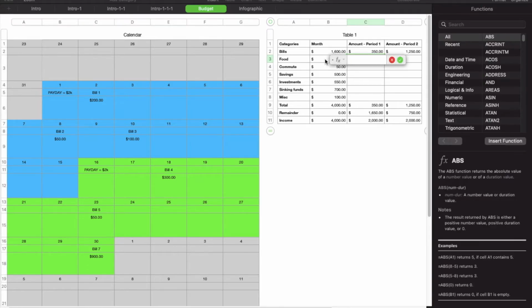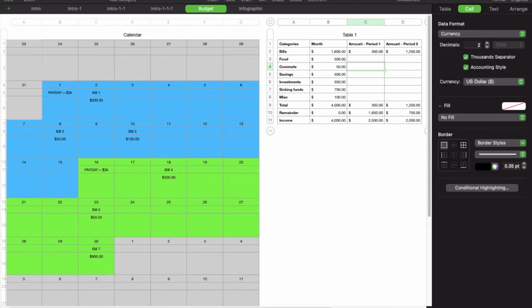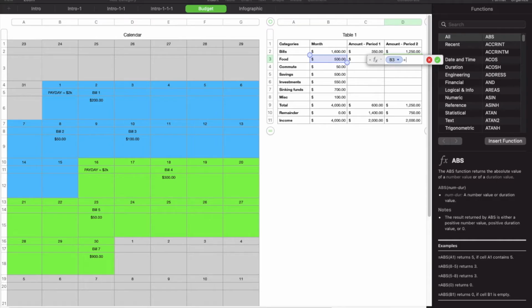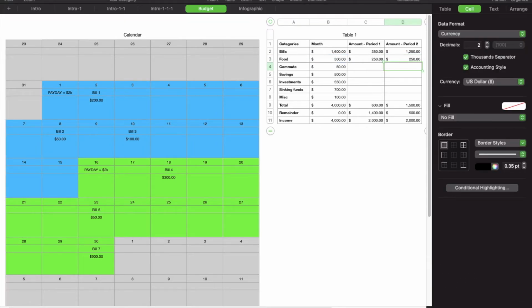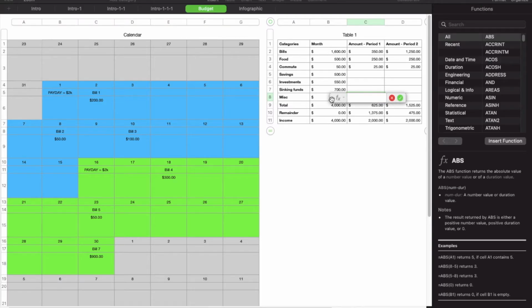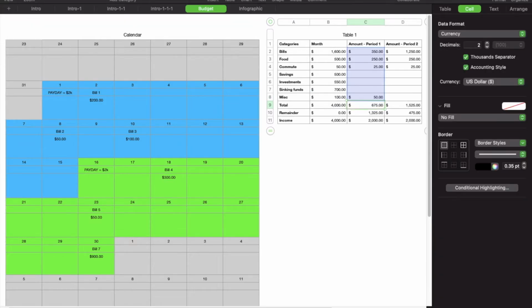We'll take this and divide it by 2, and then we'll do the same thing for this column. And there you go. You funded food across both periods. Next, we'll do the same thing for commute, and just assume that the costs are the same in both biweekly periods. And let's do the same thing for miscellaneous. After all, there's no reason to think that your miscellaneous expenses will be any different in the second 2-week period than in the first 2-week period.